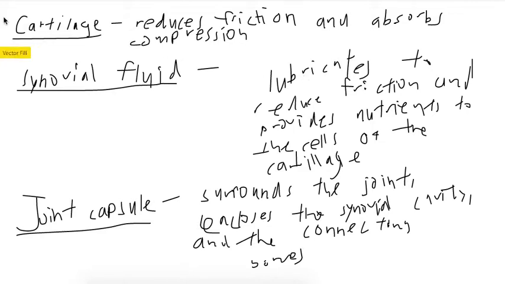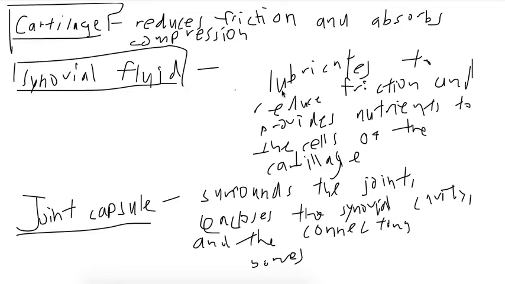Okay, so to recap, cartilage reduces friction and absorbs compression. Synovial fluid lubricates to reduce friction and provides nutrients to the cells of the cartilage. And joint capsule surrounds the joint, encloses synovial cavity and the connecting bones. So a few more to go. These are all tied together.